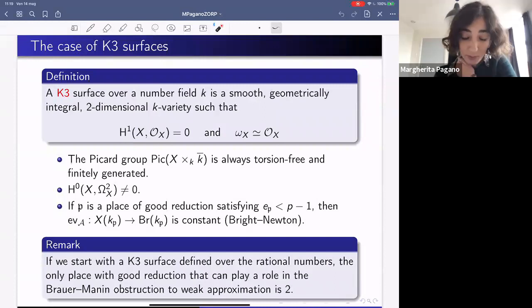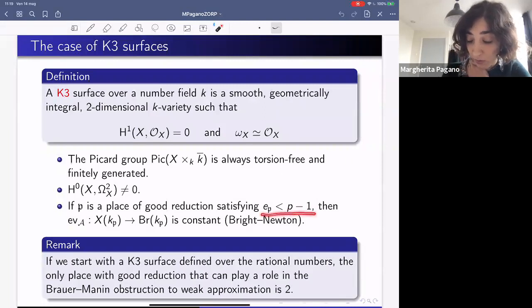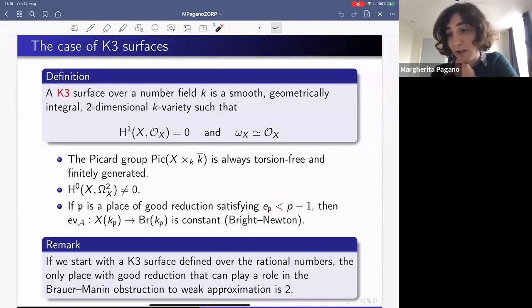But if we start with a K3 surface defined over the rational numbers, then for every prime p different from 2, the following relation holds true just because the ramification index is 1, which is strictly less than p minus 1 for p different from 2. And therefore, the evaluation map is constant, which means that for every prime different from 2, this prime cannot play a role in the Brauer-Manin obstruction to weak approximation because the evaluation map attached to it is constant.